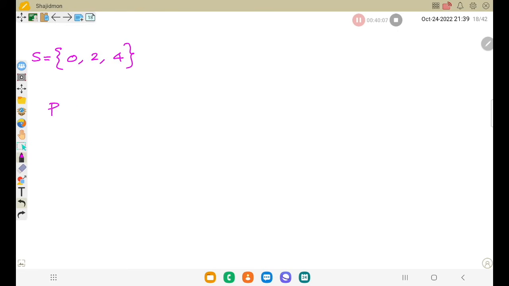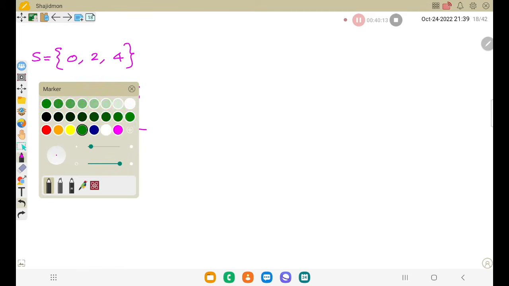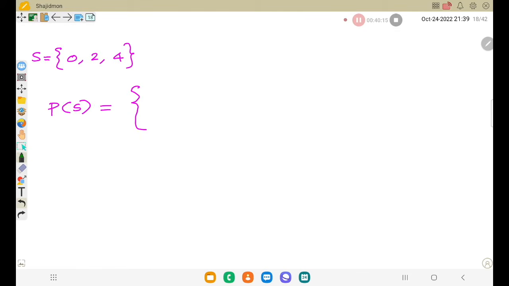Now, power set of S, P of S, equal to, just to use the set notation. Inside the set notation, write all the subsets of the set. First, write phi. Phi is a subset of all sets, first member. Secondly, we write the singleton sets, one-number sets. For example, {0} is a subset. {2} is a subset. {4} is a subset, correct?